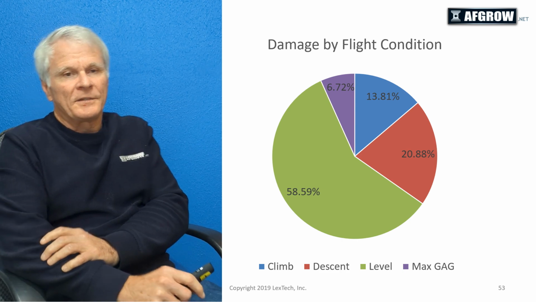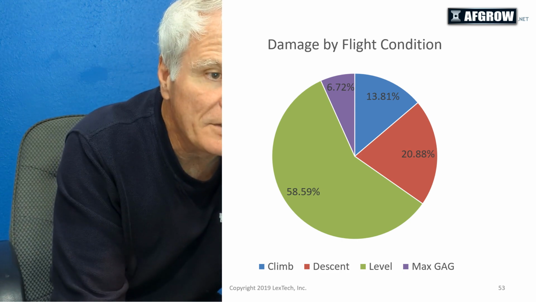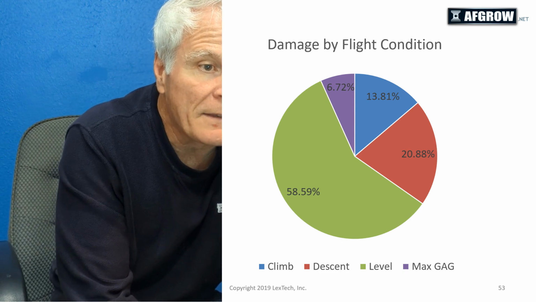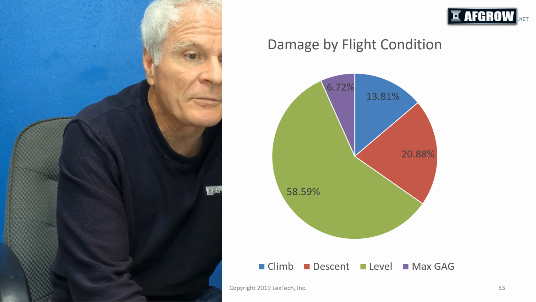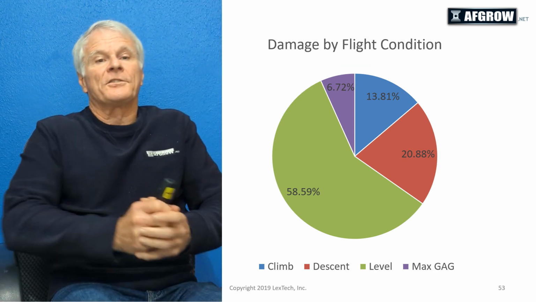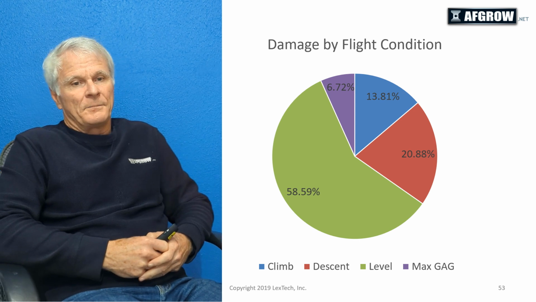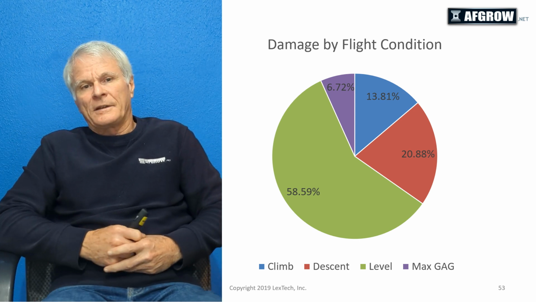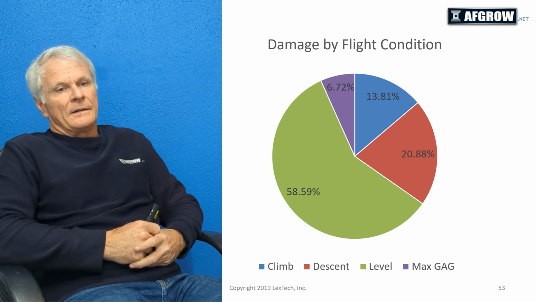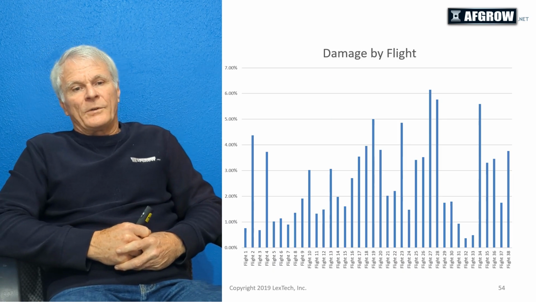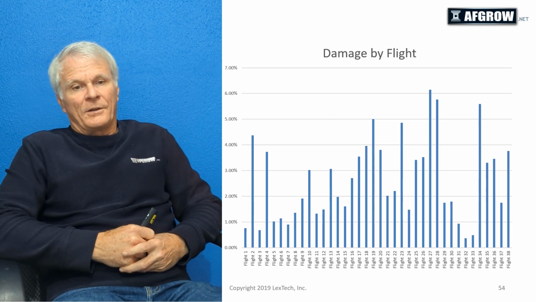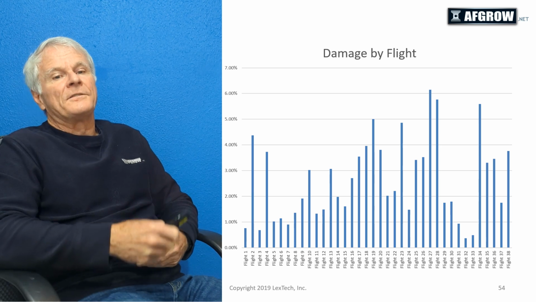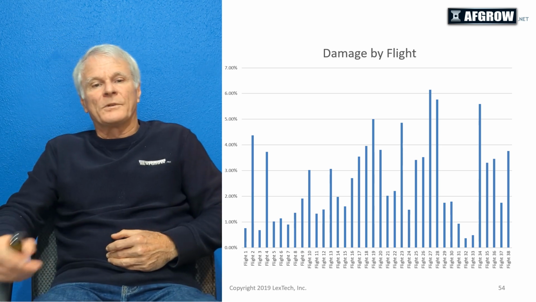So in this case, you can see that the majority of the damage was caused by the level flight, which you kind of expected, and less was caused by the GAG in this case. But the nice feature is being able to summarize the damage within AFGROW now. And now we also have the damage by flight, so you can look at all these flights and see what percentage of total damage was caused by each one of those flights.